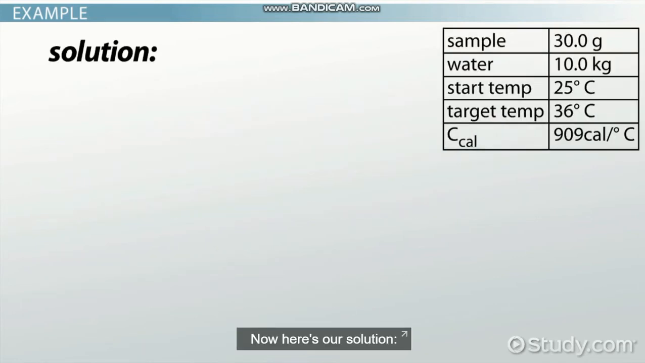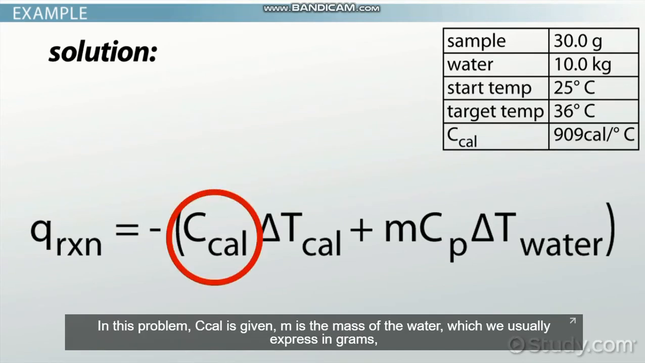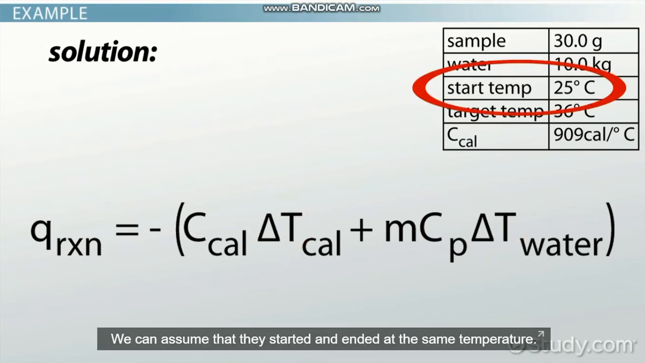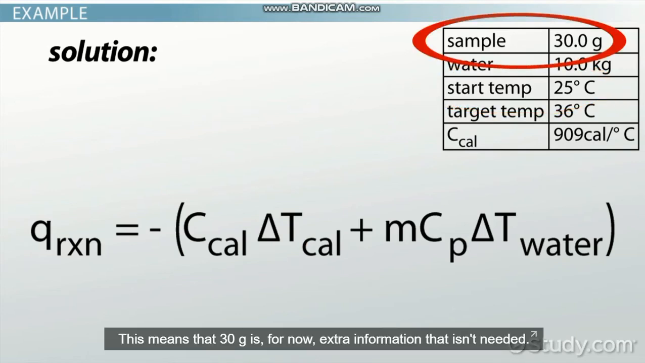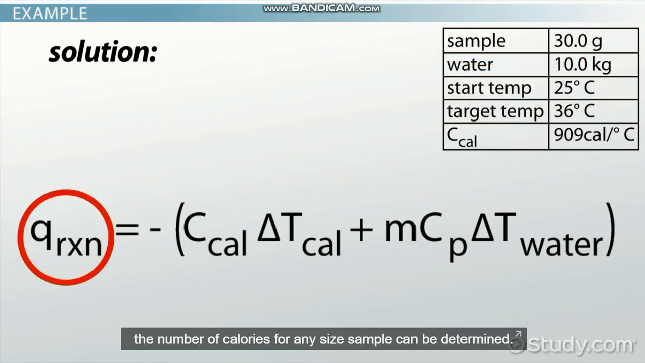Now here's our solution. We need to start with the equation for Q reaction that we derived a second ago. In this problem, Ccal is given. M is the mass of the water, which we usually express in grams, and delta T is the same for both the water bath and the calorimeter. We can assume that they started and ended at the same temperature. This means that 30 grams is, for now, extra information that isn't needed. It's there because once Q is known, the number of calories for any size sample can be determined.